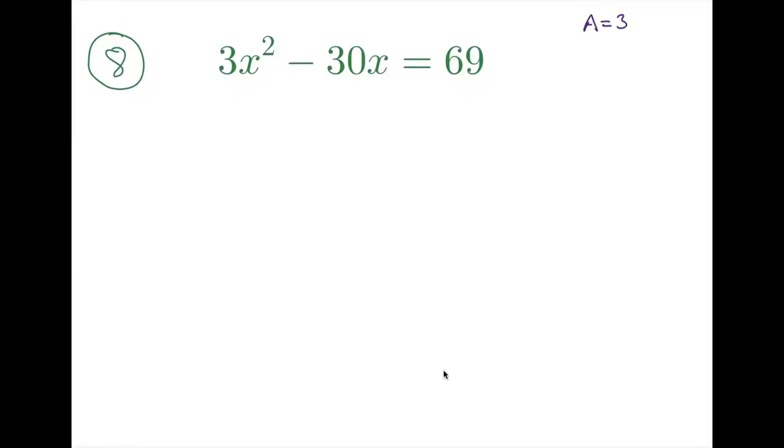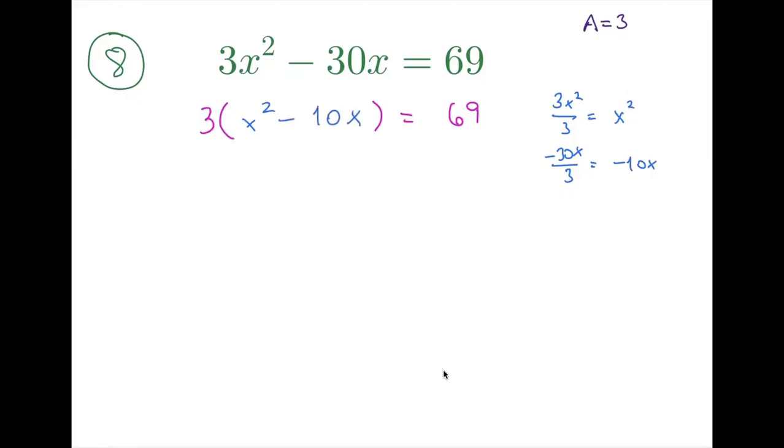So let's just go ahead and factor out what we can on the left side. We're going to start off by factoring out that 3, and we're going to make our parentheses, and then of course that's equal to 69. What we're going to do now is divide 3 into both of the terms that have x in it. So again, I'll do some side work. We got 3x squared divided by 3, which of course is going to be x squared, which I'll write down first. And then we'll do negative 30x divided by 3. That's going to be negative 10x. So we put negative 10x, or minus 10x, after that x squared in the parentheses.